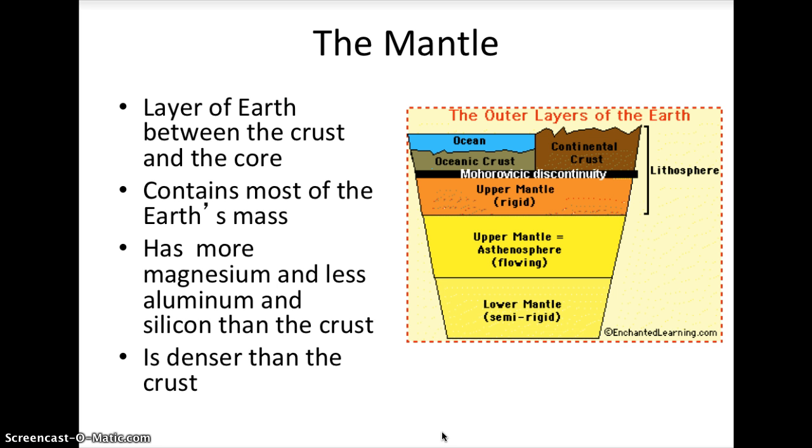So you got the crust, then underneath that you've got the mantle. And as you can see, the mantle has different layers itself. It's got the upper mantle, the rigid part, then underneath that the flowing part, the asthenosphere, then the lower mantle, which is like semi-rigid. Cool. Moving on.